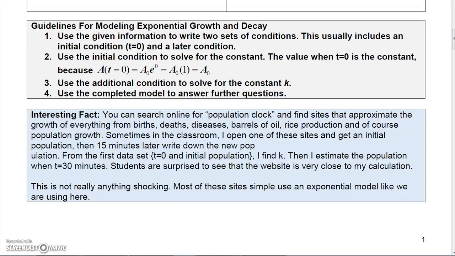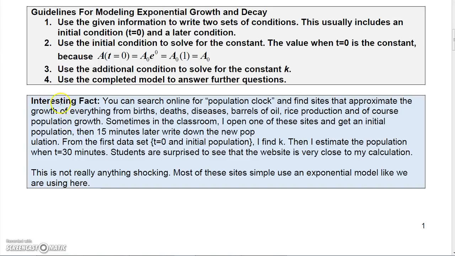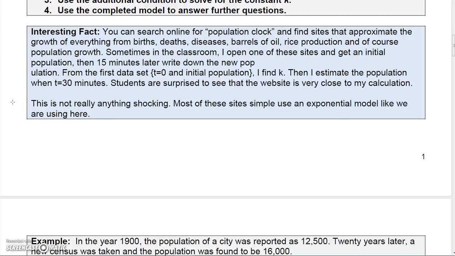Now, the guidelines for solving exponential growth and decay problems are basically: you use the given information to write two sets of conditions. This usually indicates the initial condition, or the condition for when t equals 0, and a later condition. Then we'll use the initial condition to solve for the constant. The value when t equals 0 is the constant. Then we'll use the additional information to solve for k, and once we have the constants, we can use the model to answer further questions.